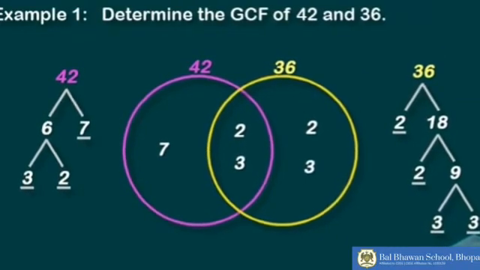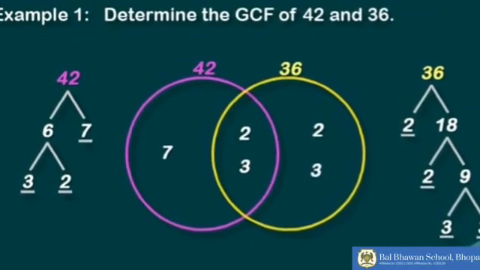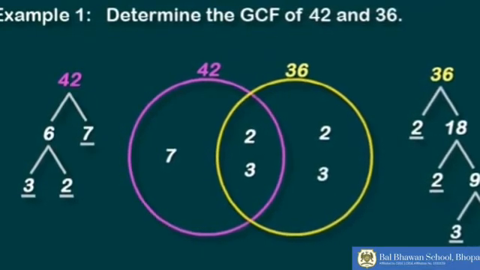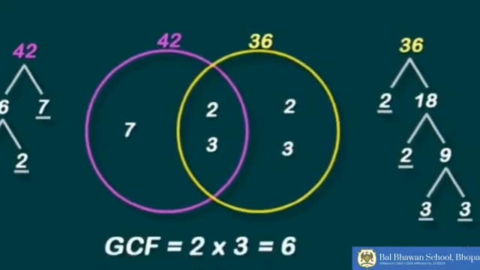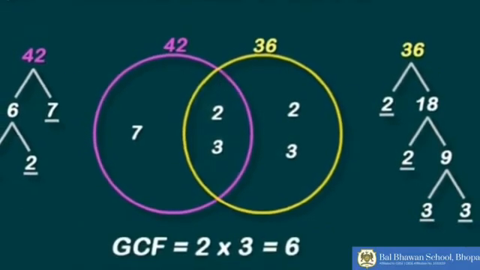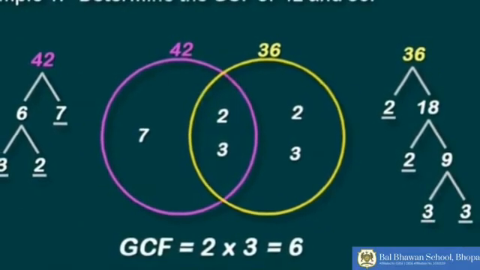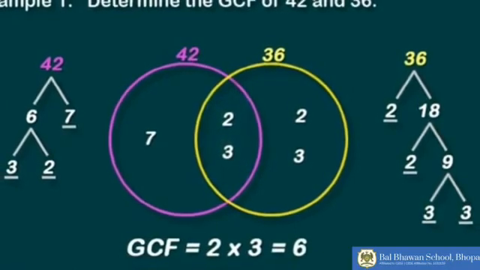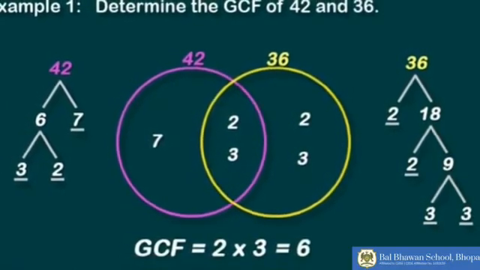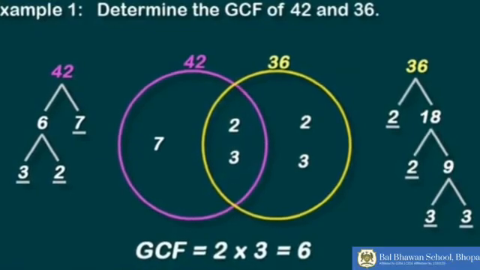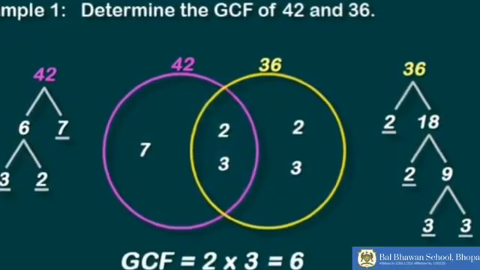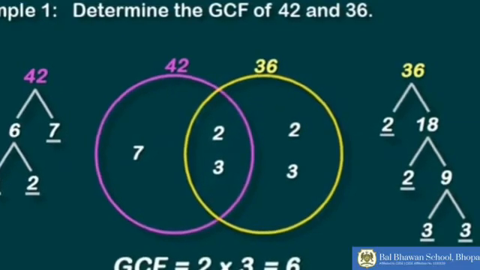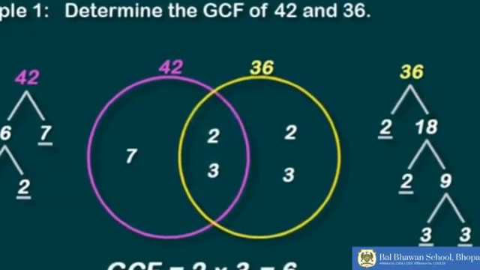Now, 7 is the uncommon factor, so it is placed only in the 42 circle section. Similarly, the factors of 36, 2 and 3, are uncommon, so they are going to be placed in the 36 section. Now, here the GCF of 42 and 36 is the common factors which are in the overlapping section. So, 2 threes are 6.